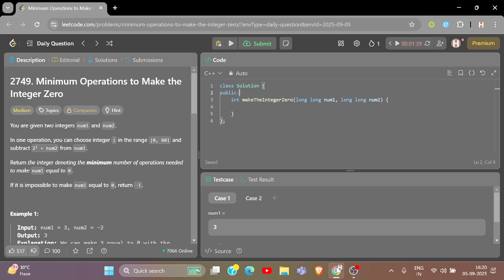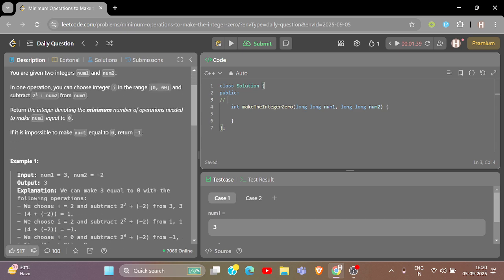So basically the question says that we have been given two integers, num1 and num2, and it is saying that in one operation I can choose an integer i in the range of 0 to 60 and subtract 2 to the power i plus num2 from num1. And I have to return the minimum number of operations needed to make num1 equal to 0. And if it is not possible, I have to return minus 1. Okay, so that's quite an interesting question and it's looking like a very mathematical problem.